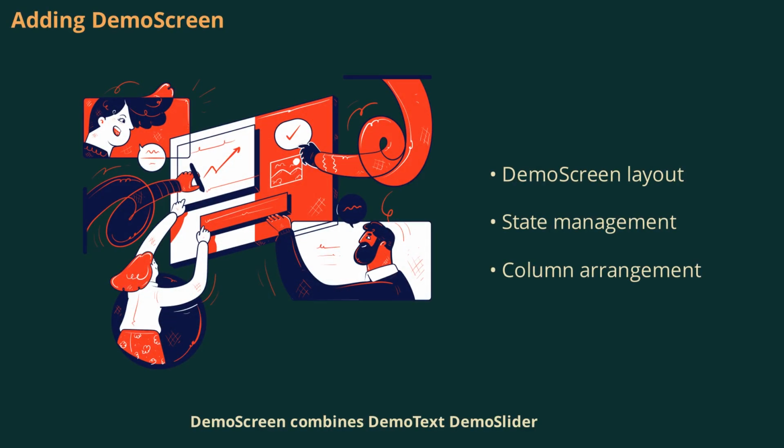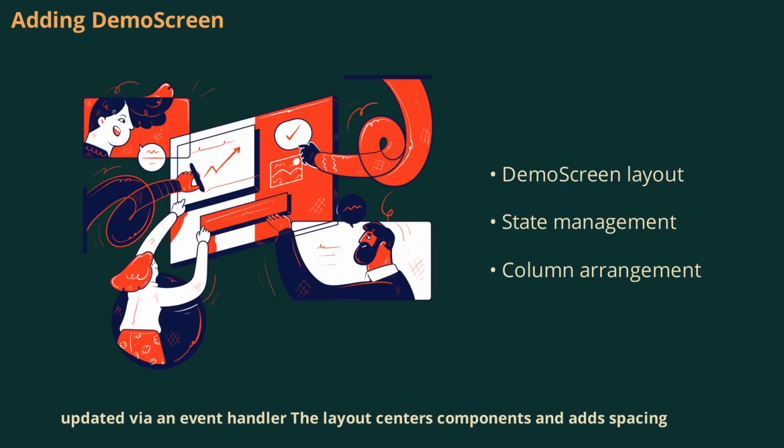Demo screen combines demo text, demo slider, and a second text composable in a column layout. It uses a mutable state variable for slider position, updated via an event handler. The layout centers components and adds spacing, demonstrating Compose's layout capabilities.